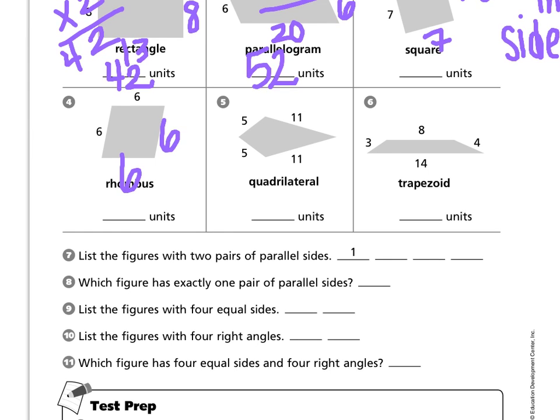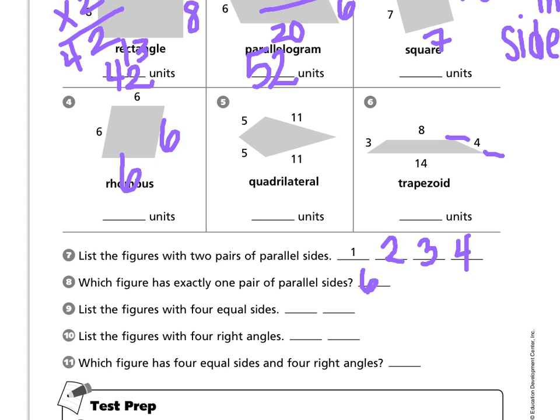For number 7, we need to list the figures with 2 pairs of parallel sides. So number 1 is there, number 2 is a parallelogram, number 3 is a square, and number 4 is a rhombus. Which figure has exactly 1 pair of parallel sides? Number 6 is a trapezoid. The top and the bottom are parallel. Remember, parallel lines never meet.